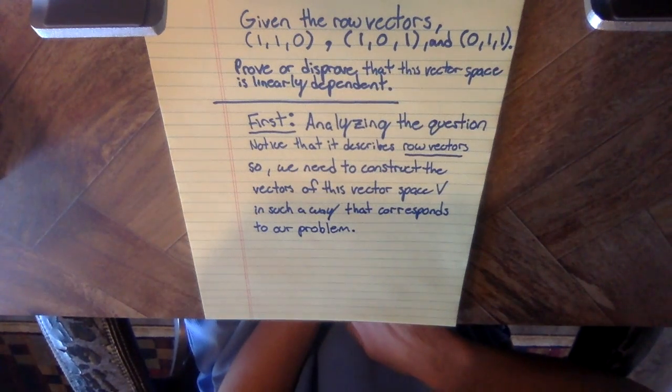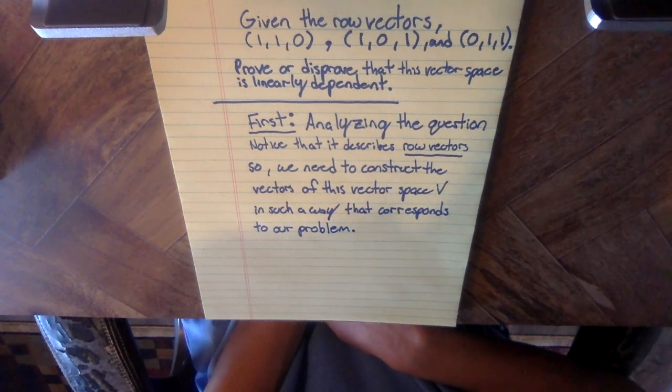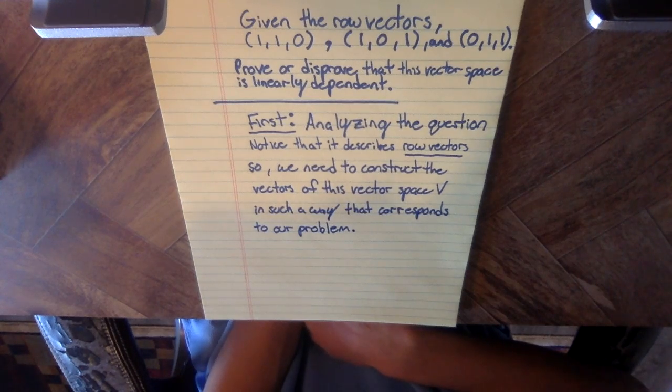So the first step is to analyze the question. So what is it telling us? It's telling us that we have row vectors, which is stated, and that we must construct the vectors of this vector space in such a way that corresponds to our problem. Before we head to our second step of constructing the problem, now would be a good time to pause and see what you get.